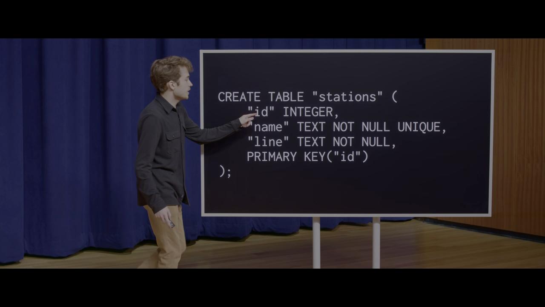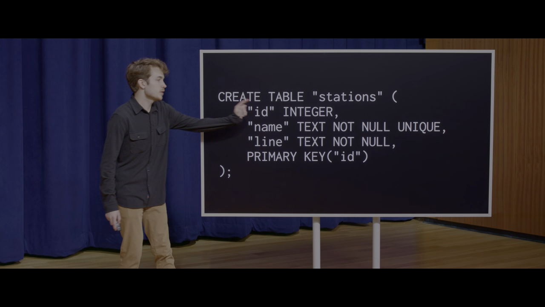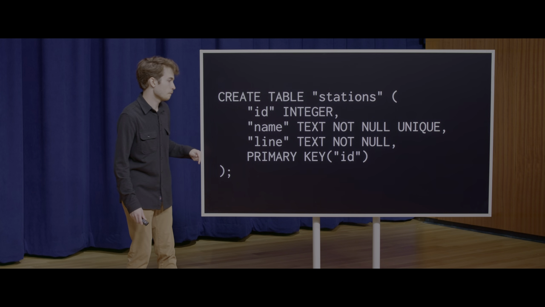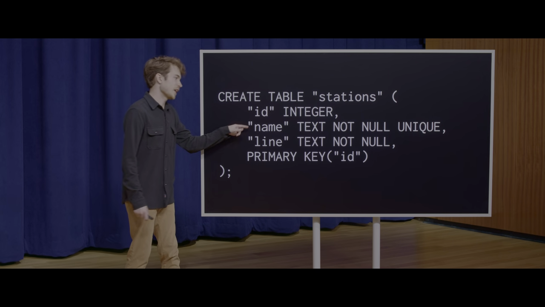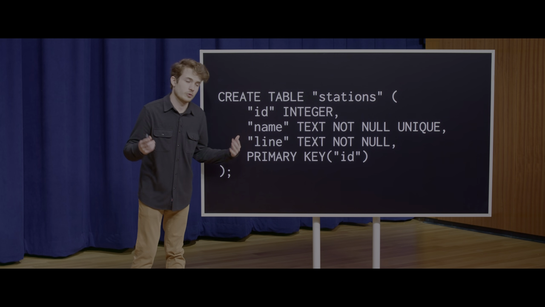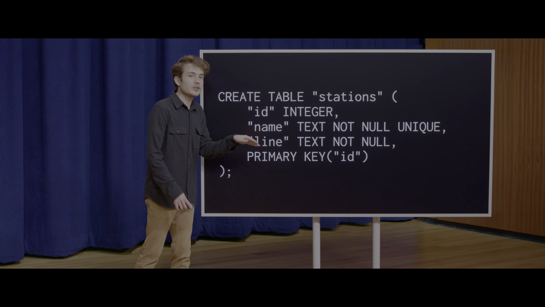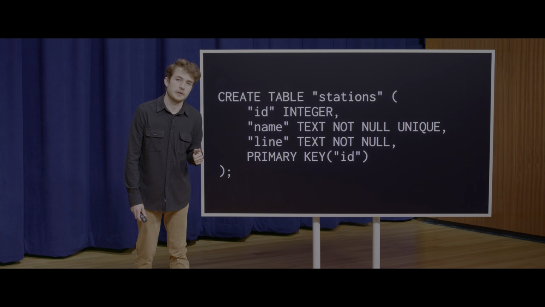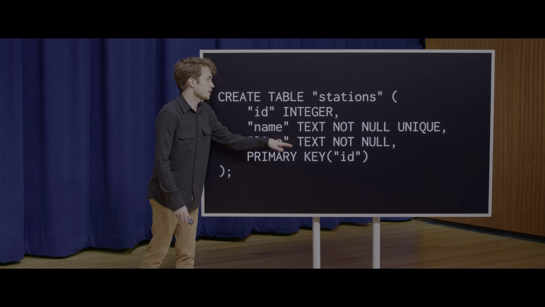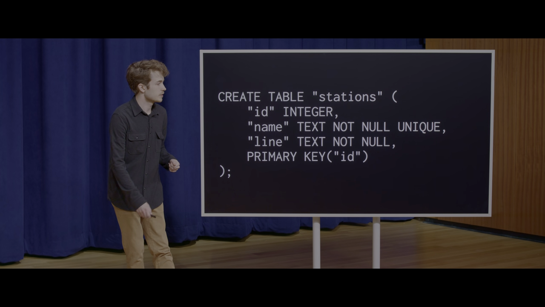We gave each station an ID that was an integer, the primary key of this table. We then gave them each a name and a line. Like the name could be the Harvard Square station or the Kendall MIT station. And the line could be red, green, blue, whatever line this station is a part of. And of course, the primary key is our ID column, as we just said.